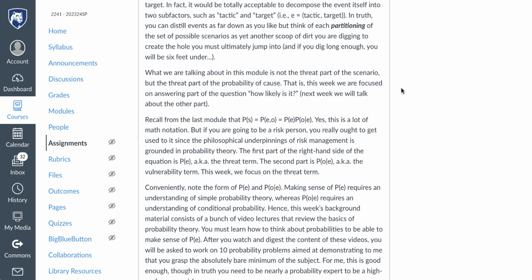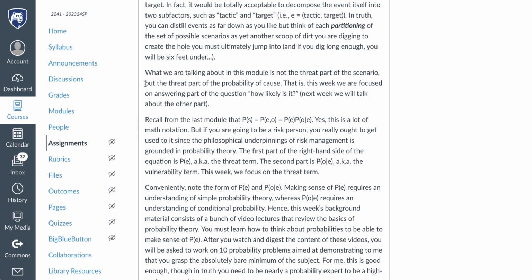What we're talking about in this module is not the threat part of the scenario, okay? Not the threat part of the scenario, but the threat part of the probability of cause. So what this means here is the threat part of the scenario is something that we already addressed in our previous lesson, right? Again, a scenario is the combination of an event and an outcome, right? So as far as building the list of scenarios, that's something that we already addressed.